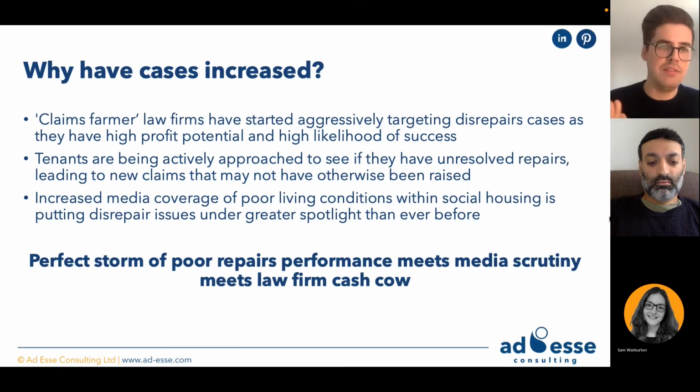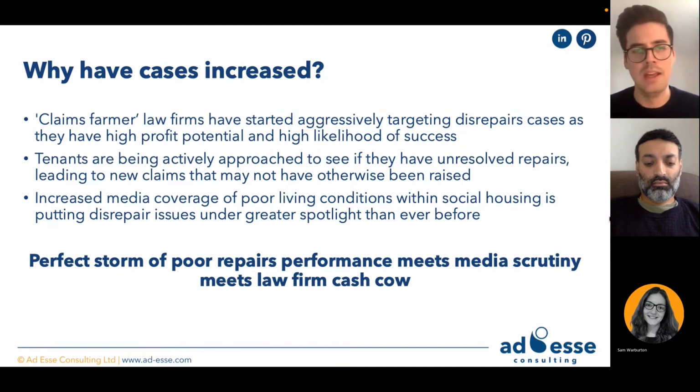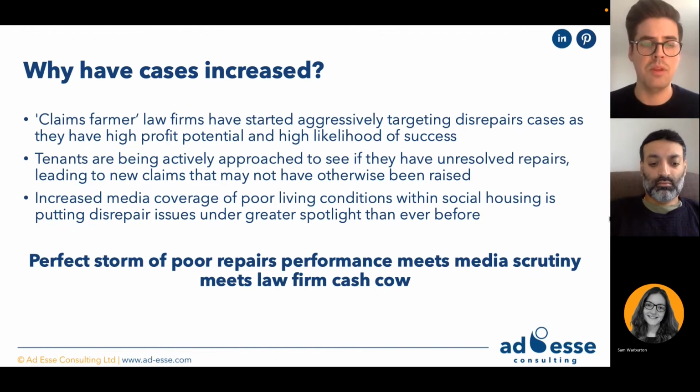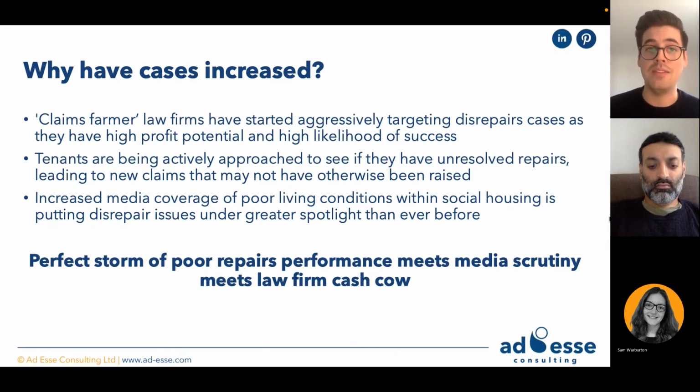And just to explain briefly why we're seeing this increase in cases, there's a few reasons. One is tenants have more rights now to hold their landlords to account for these types of problems. But the main driver appears to be claims farmer type law firms seeing disrepairs as an opportunity to make easy money. So we're starting to see quite an aggressive targeting of disrepairs cases by law firms who see disrepairs as an area to be able to make a high profit and also a very high likelihood of success for winning lots of these cases too.